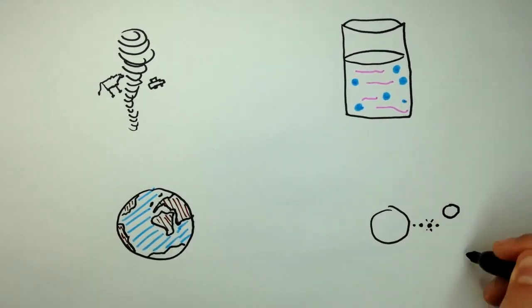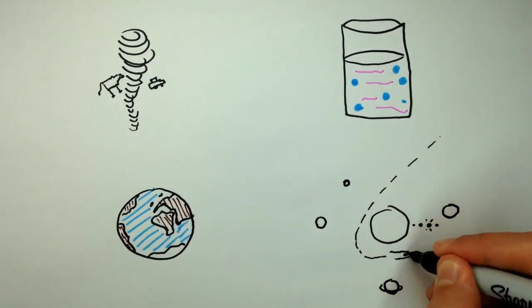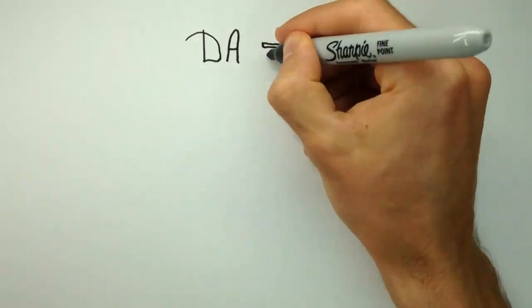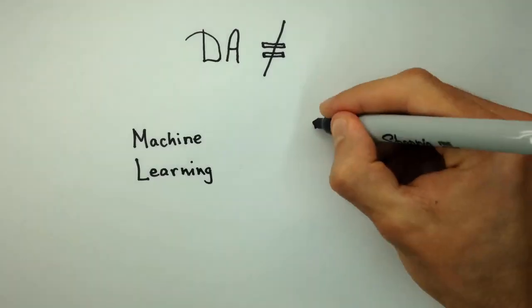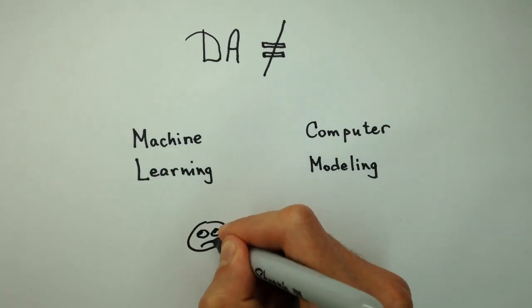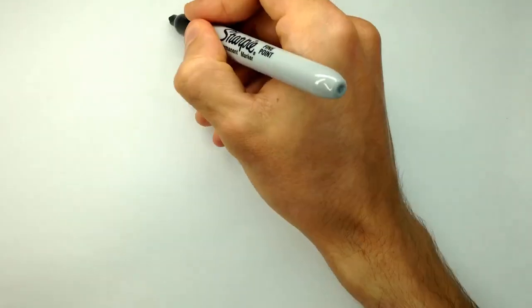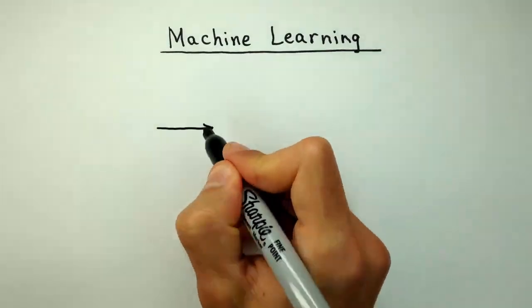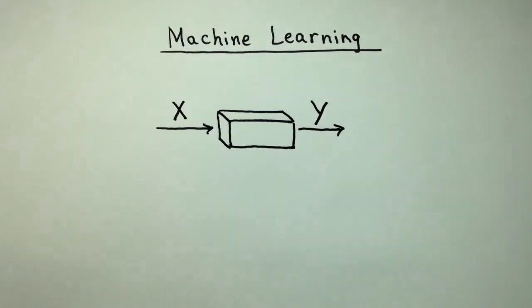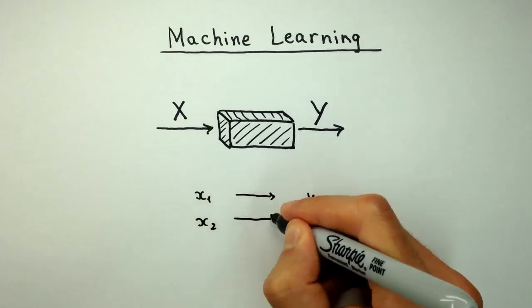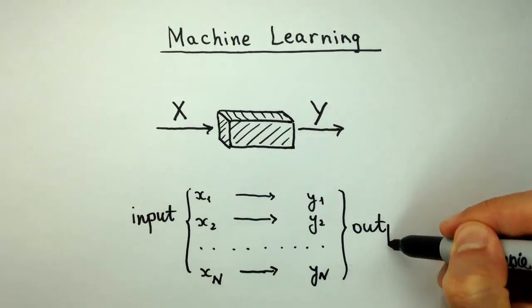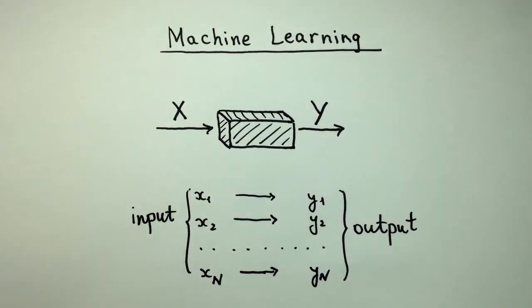And actually, it might be easier to start by discussing two things that data assimilation is not: machine learning and computer modeling. It's impossible to make a video nowadays without mentioning machine learning, so here we go. Machine learning is often thought of as a system with an input and output, which is treated as a black box, meaning you don't know what lies inside, but would like to infer the internal structure of that thing purely from data. All you care about is the pairs of inputs and outputs, x's and y's.